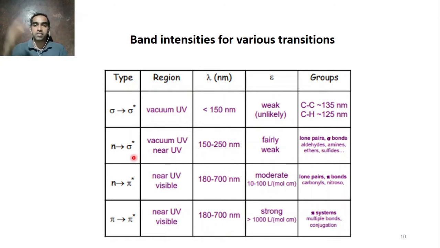Which all come first, which all come later, and n to π star is moderate, and π to π star is very strong. The wavelength region, just have a look at this, just to recollect what you have studied in the last semester.